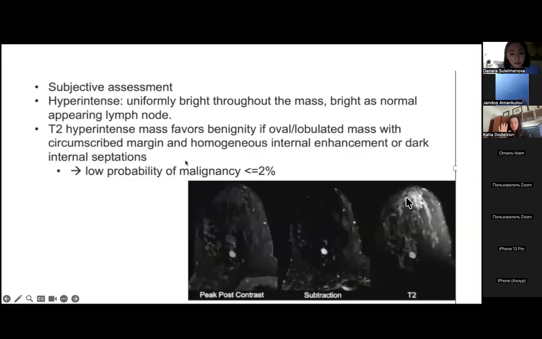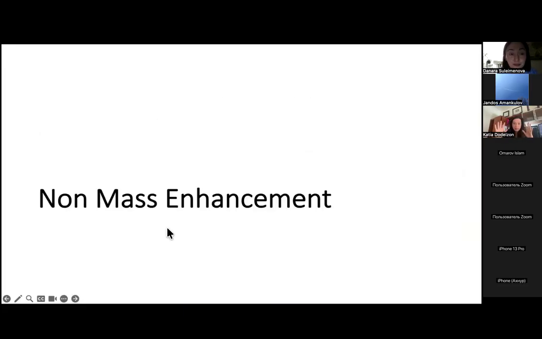The one exception I will warn you about is, again, BRCA1 patients tend to make cancers that are very fast growing, triple negative, and they look like benign fibroadenoma. So if a patient's high risk, I err on the side of biopsy, then follow up, especially on MRI. Okay. That was masses, one category.